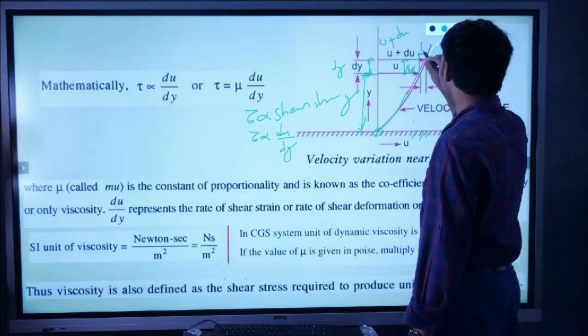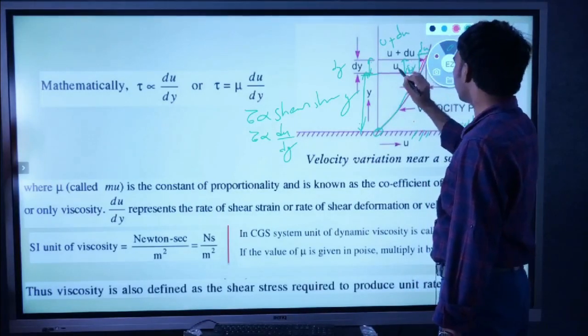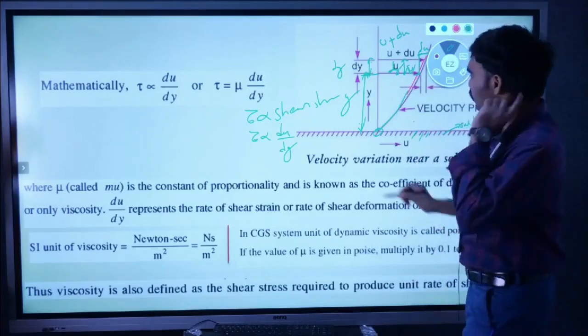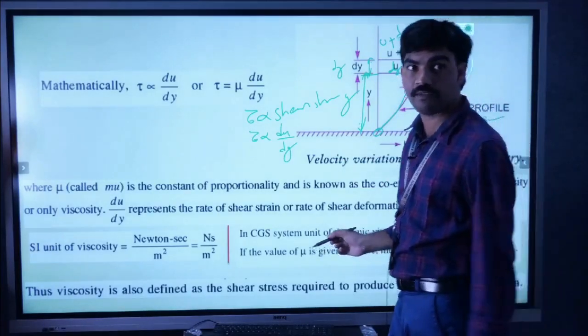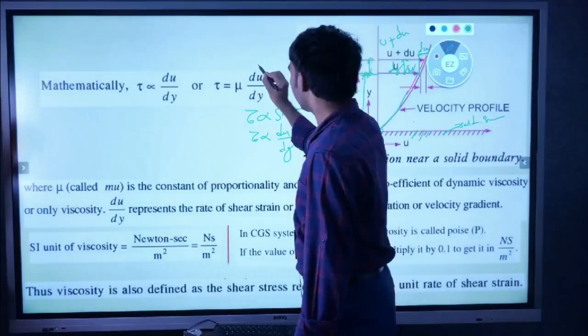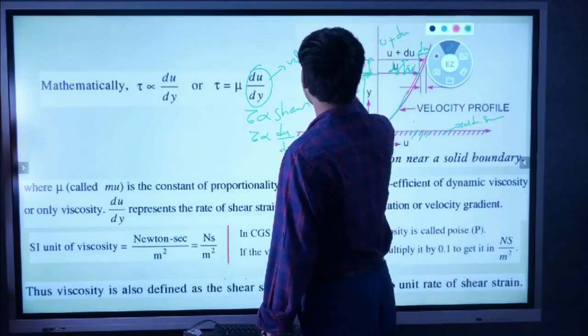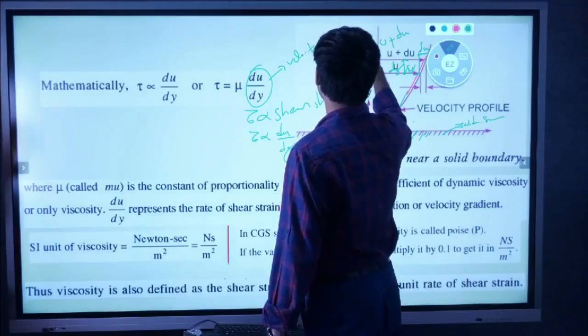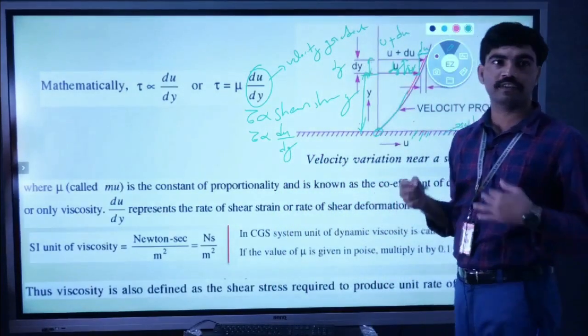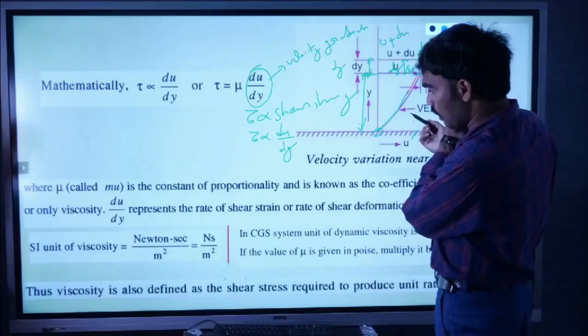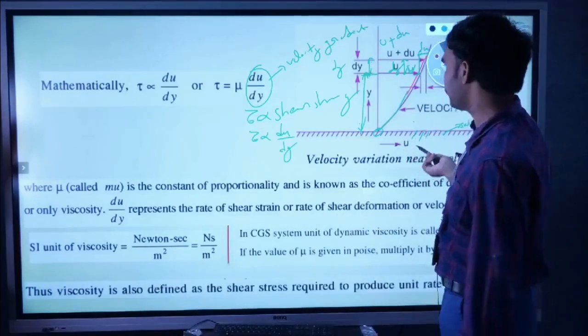The change in velocity is du. The change in distance is dy. So du by dy you can call a velocity gradient. That means how the velocity will vary with respect to some distance from the moving plate.